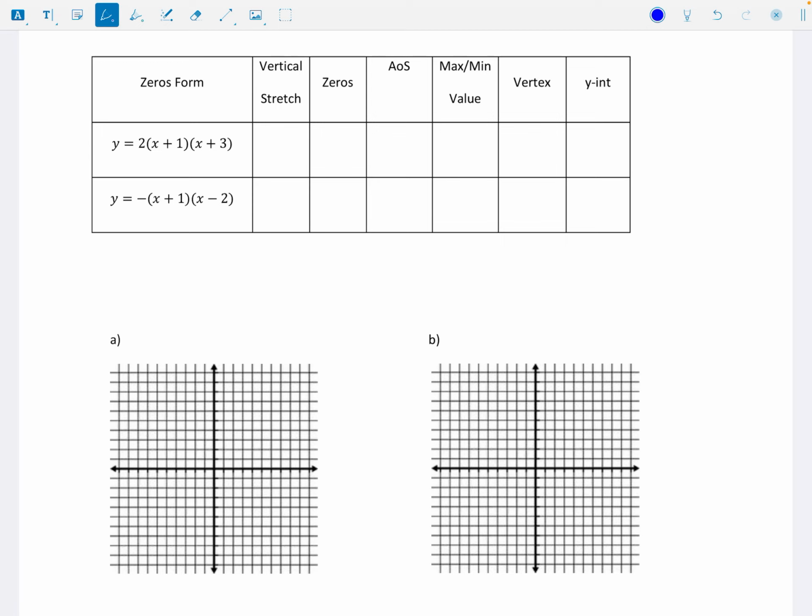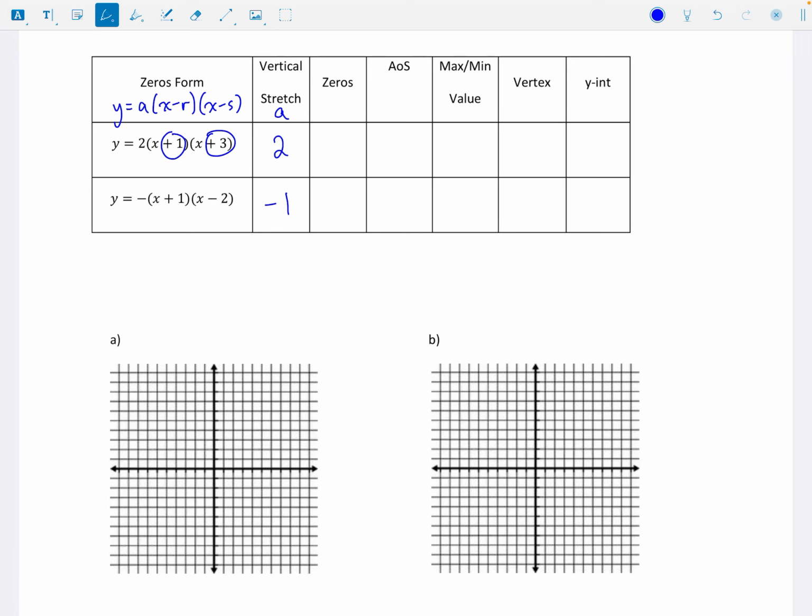So vertical stretch, as before, it's the a value. So here it's 2. Oh, I should write this. y equals a, x minus r, x minus s. So the a value here is 2. And the second one, we got a negative symbol, so that implies that we have a negative 1 as our stretch value. The zeros, again, because it's in the brackets there, it works the opposite.